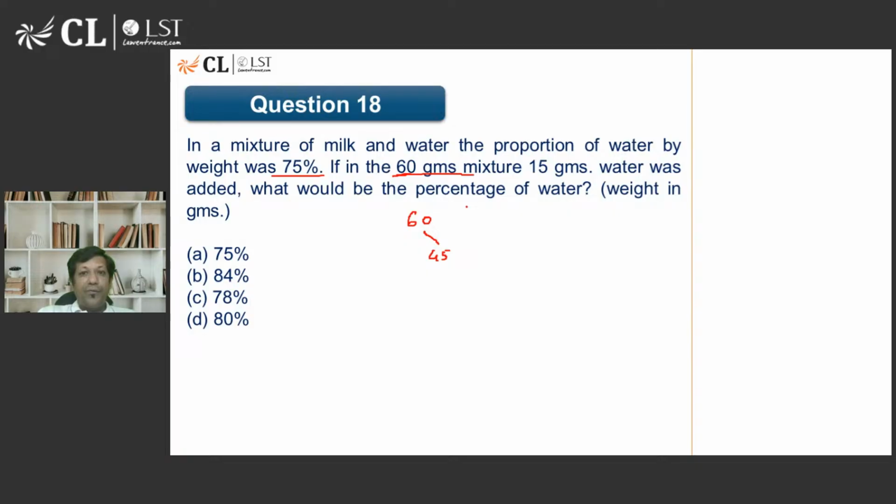Now 15 grams water is added. So the total solution has become 75. Water has become 45 plus 15, that is 60. Then what is the percentage of water? So the percentage of water is going to be 60 divided by 75 into 100, or I can say that is 4 by 5. So this is going to be 80%. So the answer of this question is going to be option D.